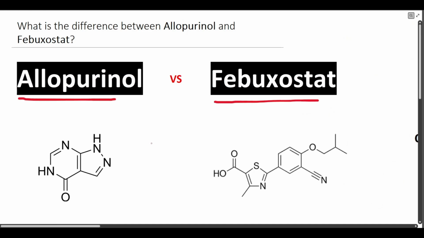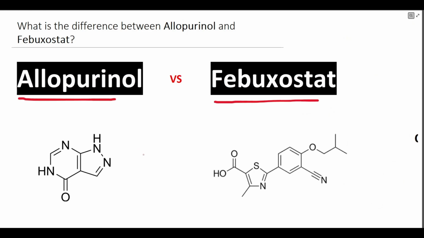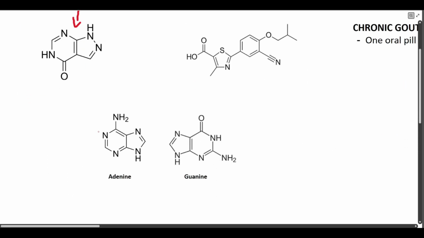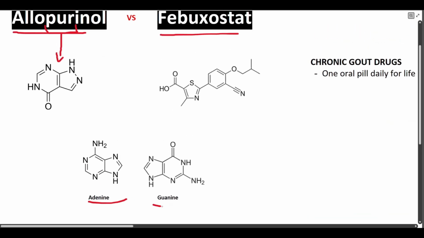Allopurinol and Febuxostat are both xanthine oxidase inhibitors. Now, a crucial difference between these two drugs is in their structure. Allopurinol is a direct analog of your purines. Now, your purines are adenine and guanine, and you can see that they're both characterized by these two rings.